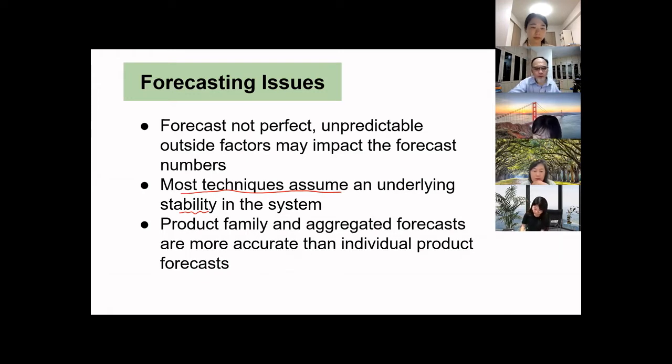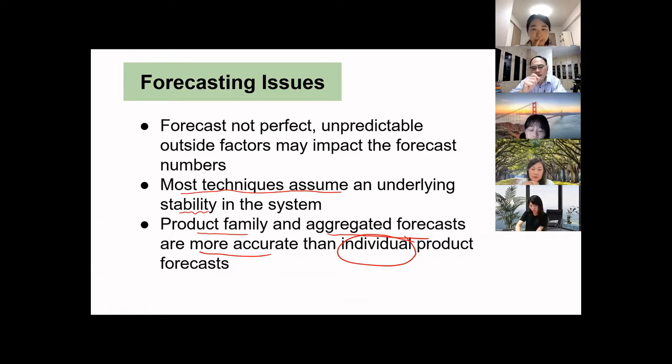And then another important thing to understand is the product family, meaning that a product has many variants, for example, cars. Cars have sedans. For example, Toyota produces different models. Camry, and in Japan they call it something else, but here we call it Vios, they call it Corona, Altis. That is a product family. And you get the aggregate forecast. That is more accurate than individual product forecast. So think about that.